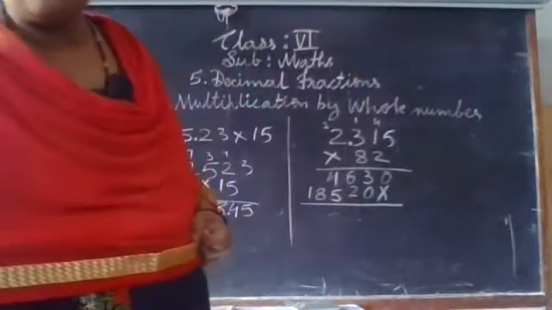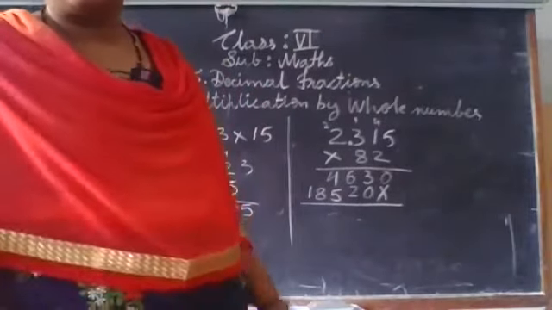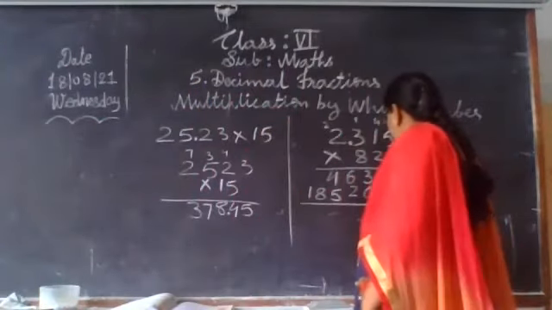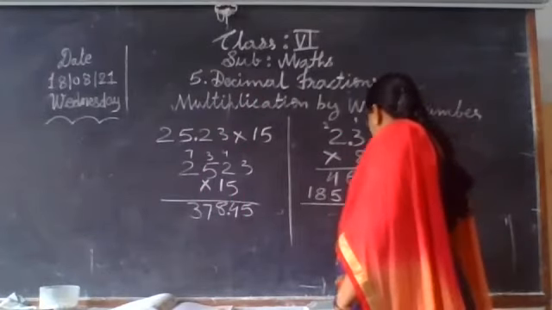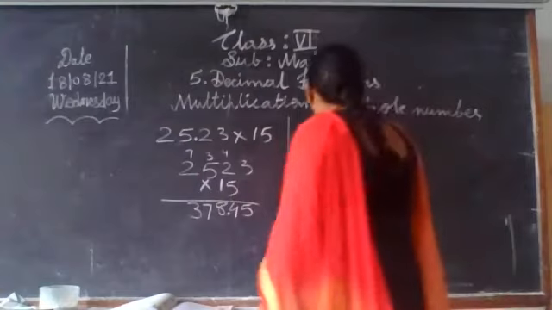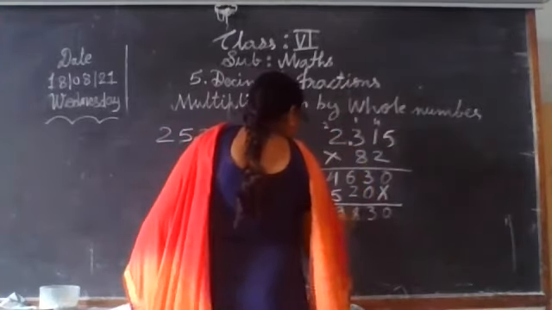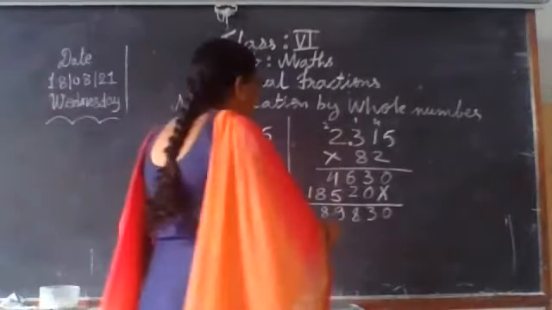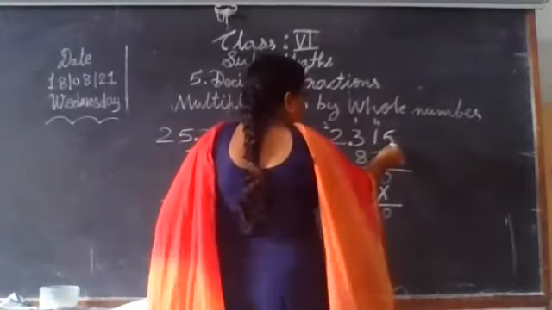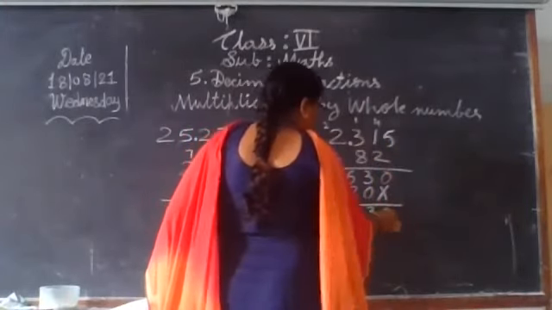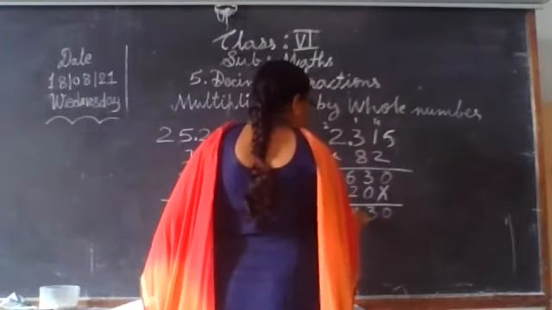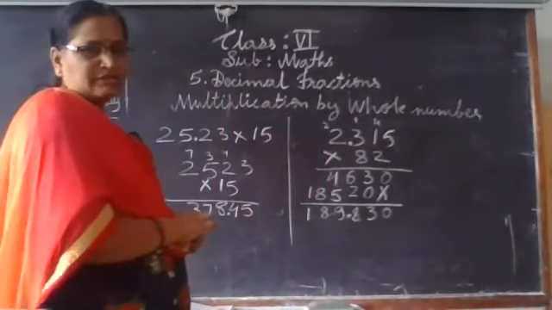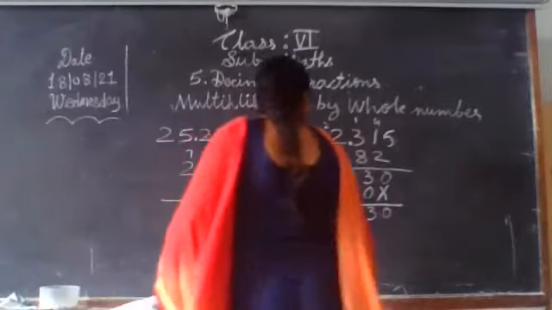Now what to do? You know very well how to add them. Add them. 0, 3, 6 plus 2, 8, 5 plus 2, 9, 8, 1. Okay, now count the decimal point places, 1, 2, 3. Got it, beta? So in this way, you can multiply by whole numbers.